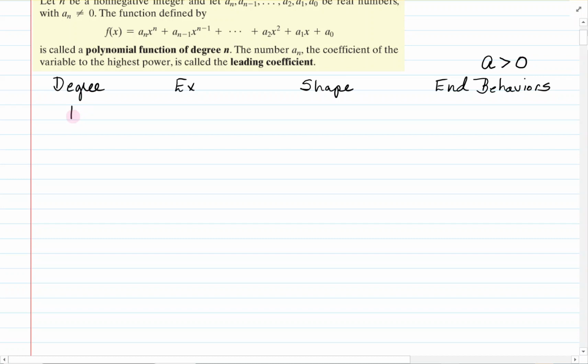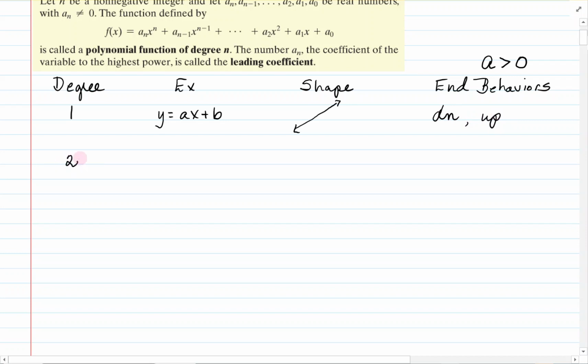All right, degree 1. Example, y equals ax plus b. We usually call it mx plus b, but I wanted it to fit with these letters, so I'm calling it a. What is the shape of this? Well, we get a line. If the slope is positive, then it is increasing over its entire domain. And the end behaviors, it is going down on the left, and it is going up on the right.